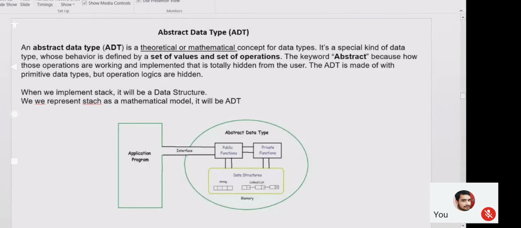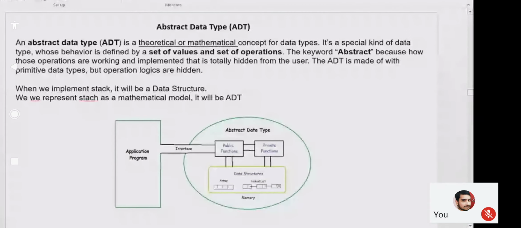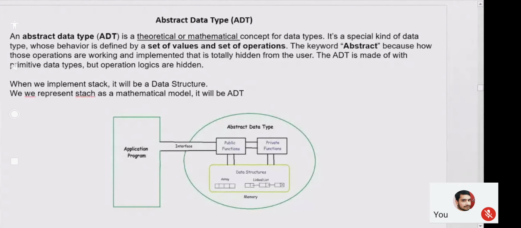Now, again, I will give you one thing. What is the difference between data type and abstract data type? This is also a very common question. I think all of you know int I. What is this? I is a variable of what type?